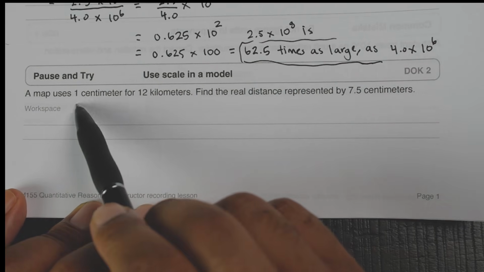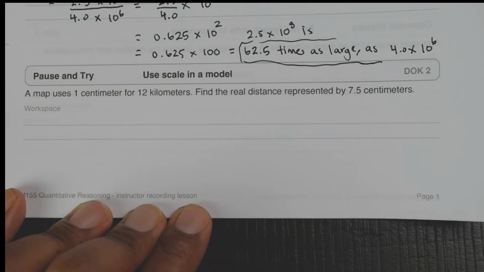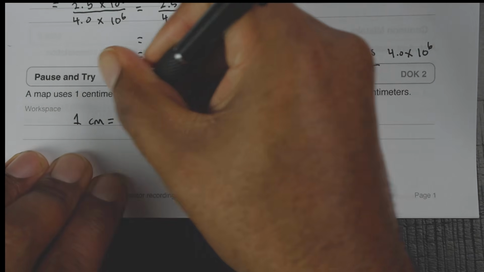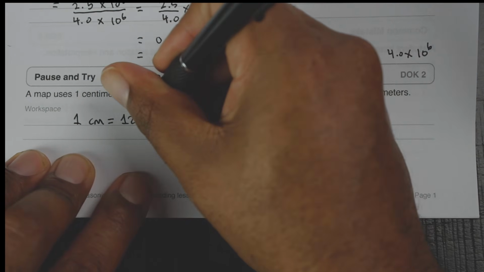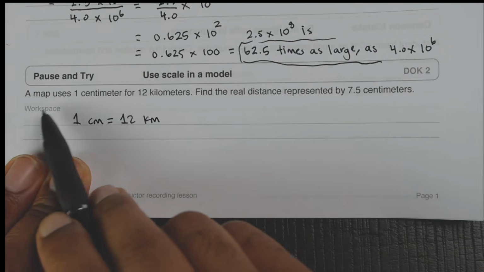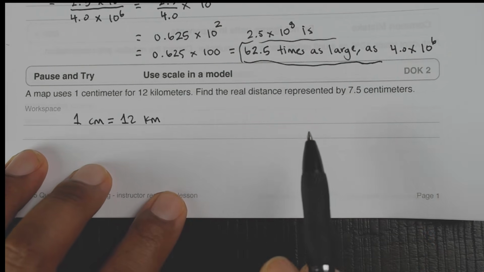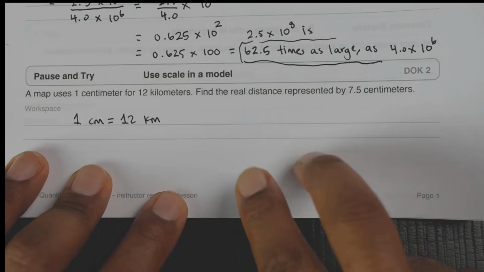A map uses 1 centimeter equals 12 km. Okay. So 1 centimeter is equivalent to 12 km in this particular map. Okay. Find the real distance represented by 7.5 centimeters.